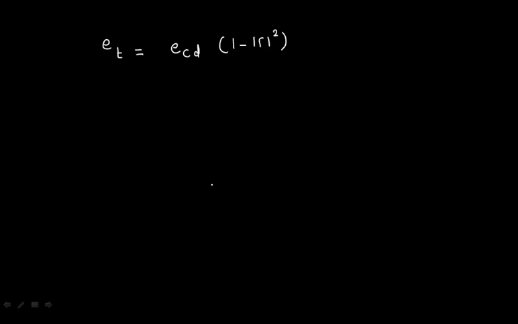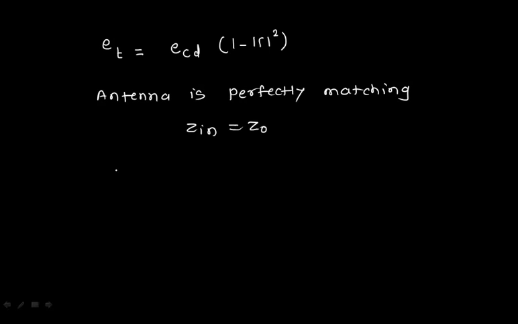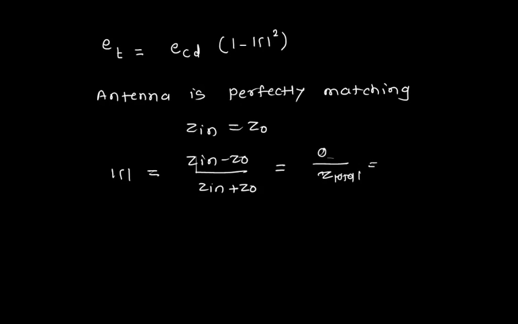Okay, if the antenna is perfectly matched, what is the meaning of this perfect matching? If my antenna is perfectly matched, this Zin is equal to Z0. So if I try to calculate this, it will be Zin minus Z0 and this is Zin plus Z0. So if the antenna is perfectly matched, these values will be the same. I'll get a 0 here and I'll get something like 2 Zin here. So 0 by something, I'll get a 0.